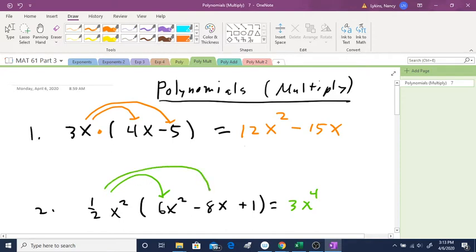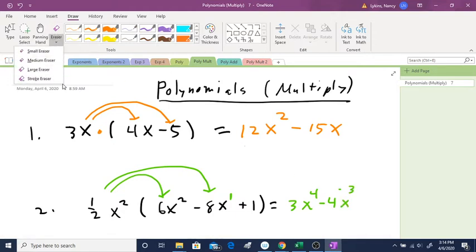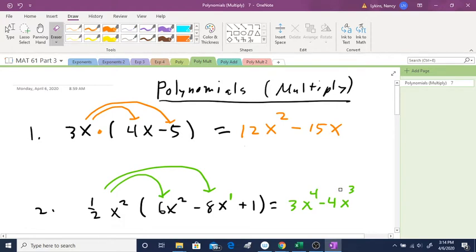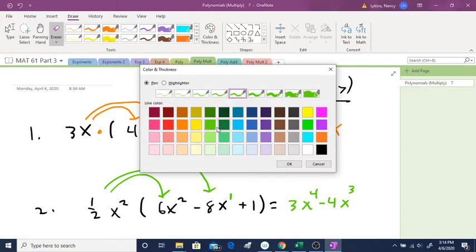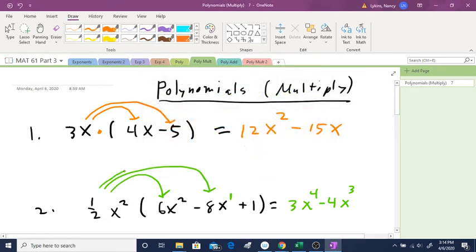Next, I'm going to take 1/2 x squared and distribute to the minus 8x. So 1/2 of a negative 8 is negative 4. Then I've got x squared and an x right here, which is really a 1, so 2 plus 1 is 3. And finally, my last part is to distribute the 1/2 x squared times 1, and I get 1/2 x squared.